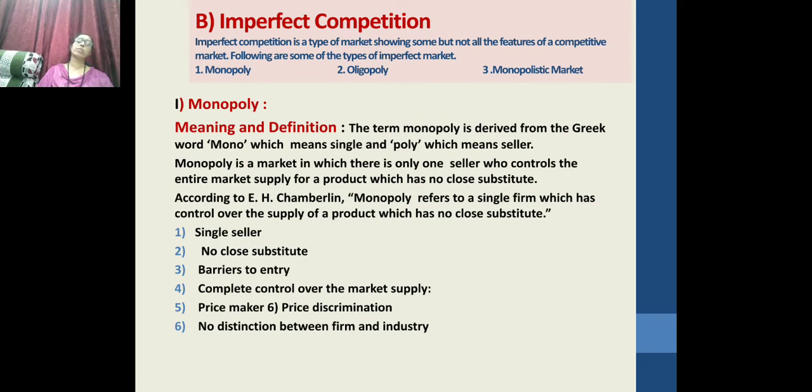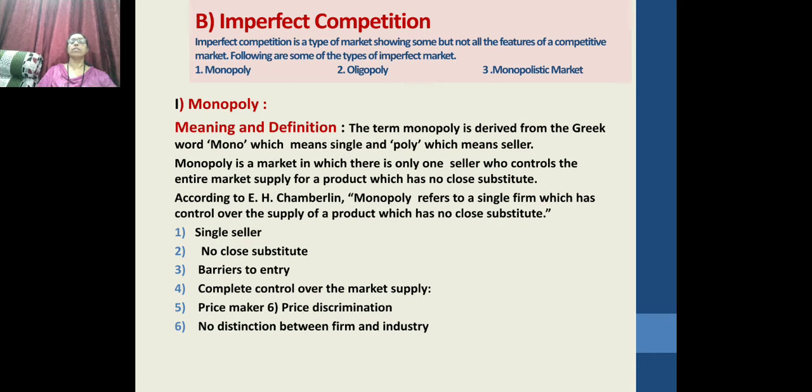In a monopoly market system there is only one seller, one producer, and there are many buyers. So in the first feature you will write: in a monopoly market there is only one seller and he is having the total control of the market and there are many and numerous buyers.